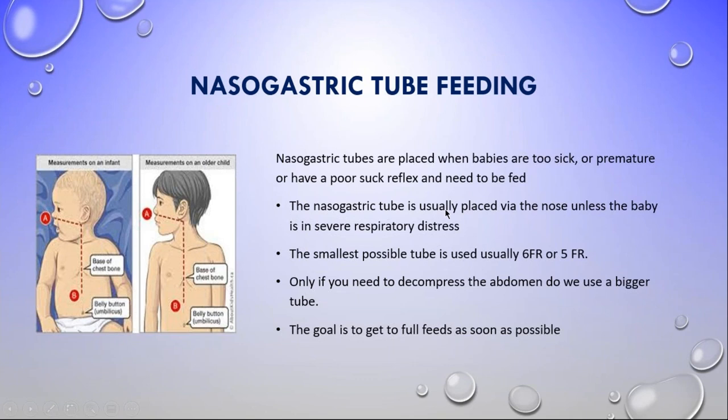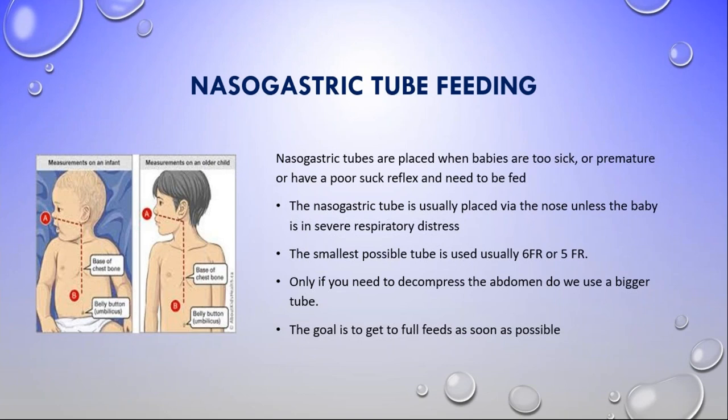Nasogastric tubes are placed when babies are too sick or premature or have a poor suck reflex and need to be fed. Nasogastric tubes are usually placed via the nose unless the baby has severe respiratory distress. The reason for that is that only newborn babies should be intubated via their noses and have nasogastric tubes via their noses, because they do not actually have sinus tissue up here. There's very little sinus tissue, so the chance of them getting a sinusitis is virtually zero. Whereas in the older child and the adult, we do not use nasal intubation unless it's for a short procedure.